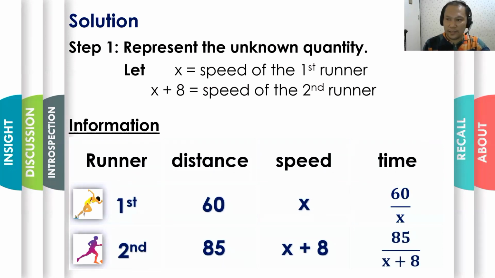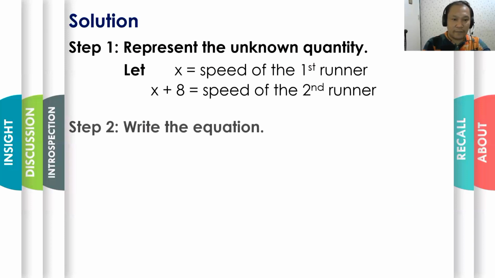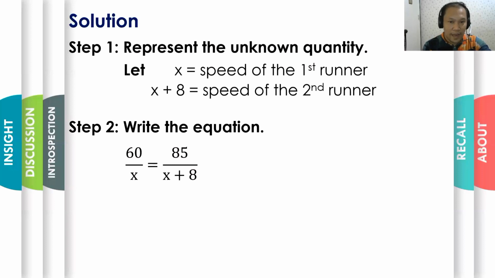Now, remember, the first runner runs 60 kilometers and the second runner runs 85 kilometers. It is presumed that the time of the first and the second runner is equal. Therefore, knowing that concept, we can state that the time of the first runner is equal to the time of the second runner. Thus, what will be our equation? This will be 60 all over x is equal to 85 all over x plus 8, since the time of the first runner is the same as the time of the second runner.